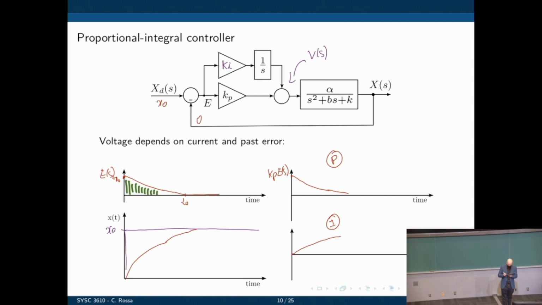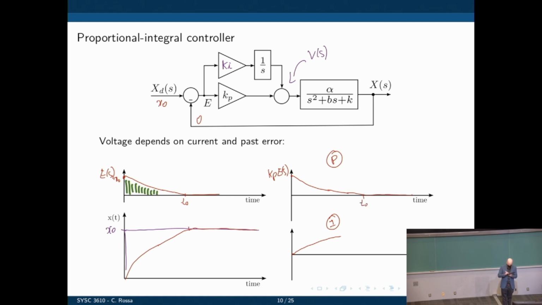And that's the point. That's exactly the time where the error reaches 0. So let me just try to be consistent here. It reaches 0, and then it stays at 0. What happens to the proportional controller? Well, it goes to 0.